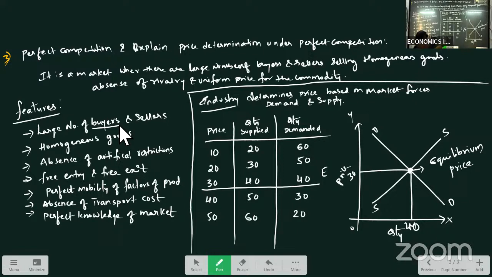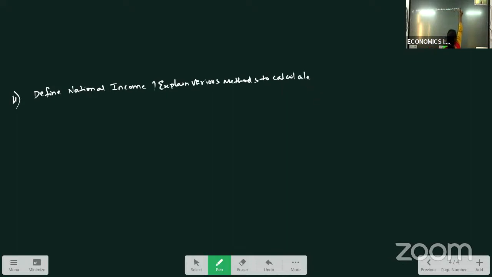In detail, how to write this answer, you can see our previous videos. Now, the next question you are having. Next question you have, that is our fourth important question from exam point of view. That is, define national income. Explain various methods to calculate national income.